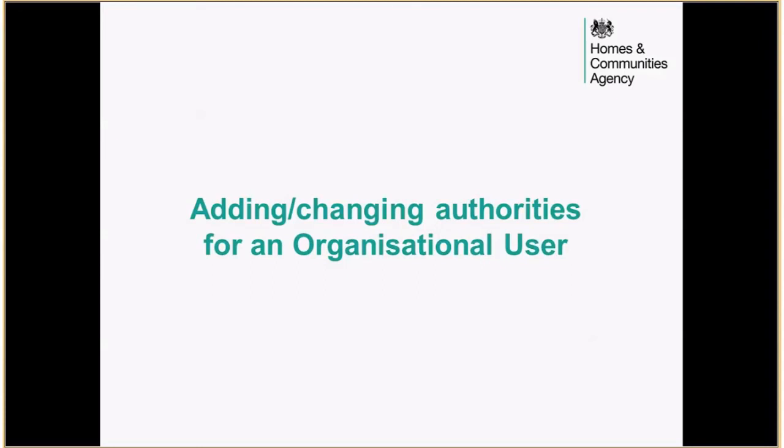So the next thing I'm going to look at doing in IMS is adding and changing authorities for an organisation user. So the changes that were input to create Joseph Blogs as a user have now been approved within the system. So I'm now going to go back into IMS and the security module, find Joseph and add him some of the authorities that he may need.